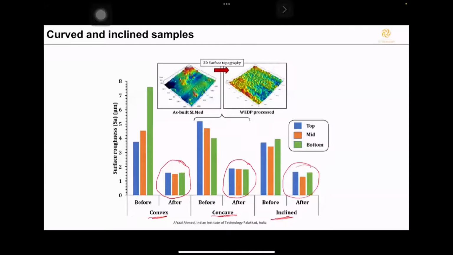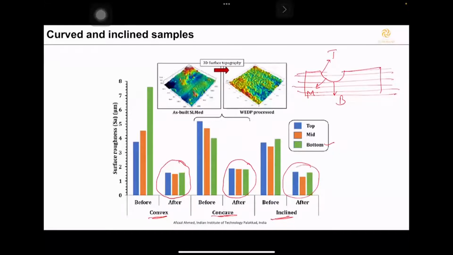So now again, if you see here, the green one represents the bottom, mid. So let's say we have a section like this. We have divided this section into top, this is bottom, and this section is mid. And we have analyzed the roughness at all three places, because this job is made layer by layer. This job has been made layer by layer like this.